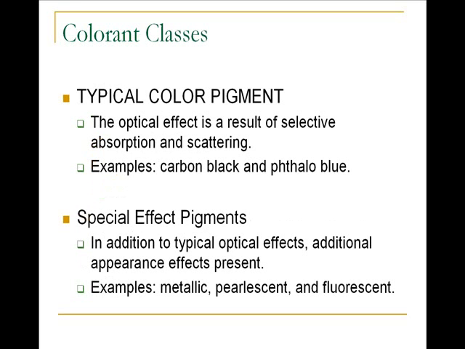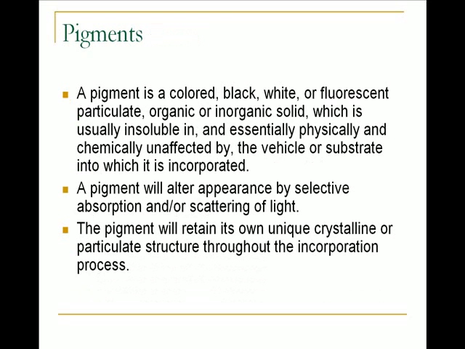We can separate colorants into different classes. We can have typical color pigments, where the optical effect is the result of selective absorption and scattering of light. Some examples of typical color pigments are carbon black and phthalocyanine blue. And then we can have special effect pigments, which in addition to typical optical effects, have additional appearance effects present. Examples of those are metallic pigments, pearlescent, and fluorescent pigments.